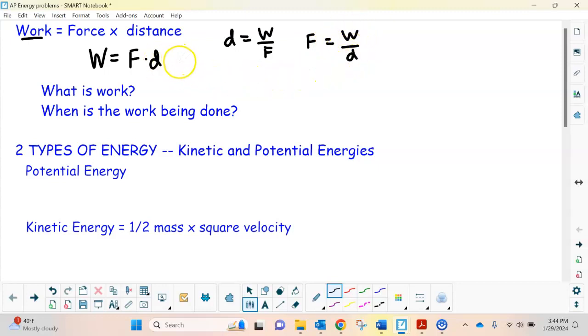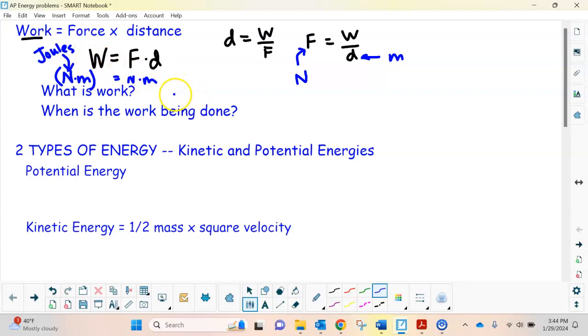Now, let's talk about some units here. We already know a few units. We know that distance or displacement is going to be in meters. We know that force will be in newtons. So we've got newtons times meters here. So work's unit will be newton meters. Okay, and work can also be joules. So this is also joules. Capital J. Okay.